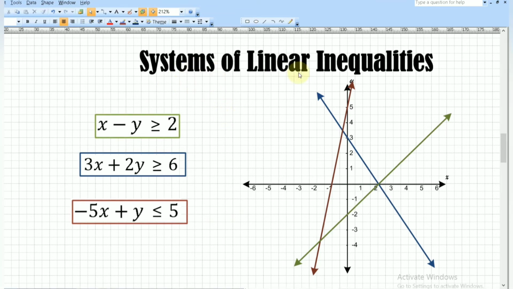Let's solve the system of linear inequalities involving these three inequalities, right? Let's say I give you an example: the first inequality is greater than or equal to, the second one is greater than or equal to, and the last one is less than or equal to. What is the solution of these three inequalities?